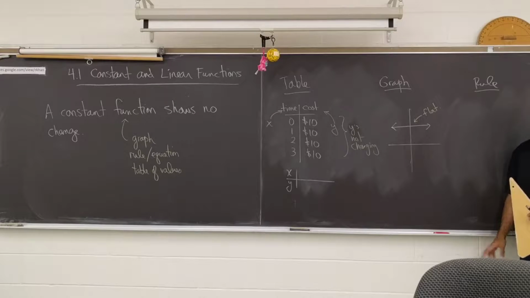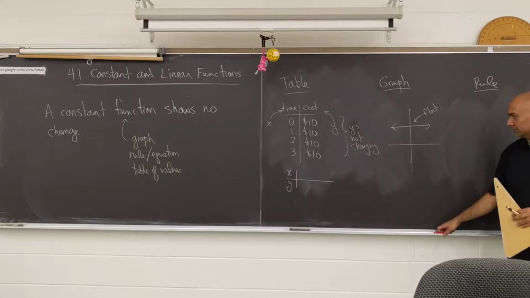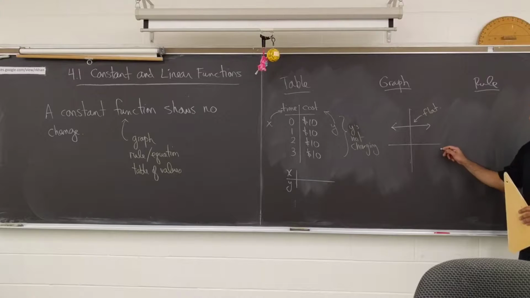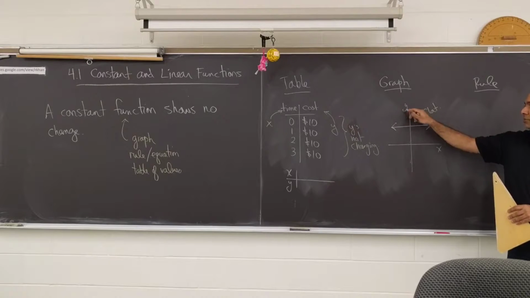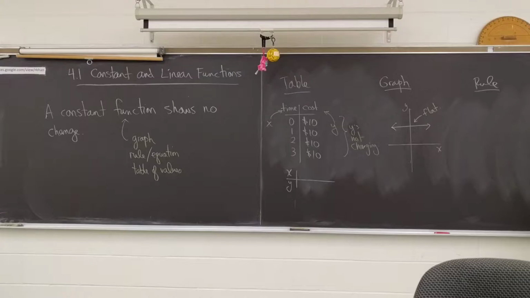Really obvious. And just to remember, because sometimes we do make some silly mistakes, this is your x-axis and this is your y-axis. If it's not written there, it's always implied. The rule, however, for anything is always going to be written in the form of y equals.